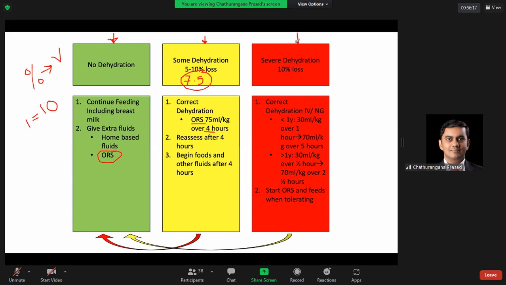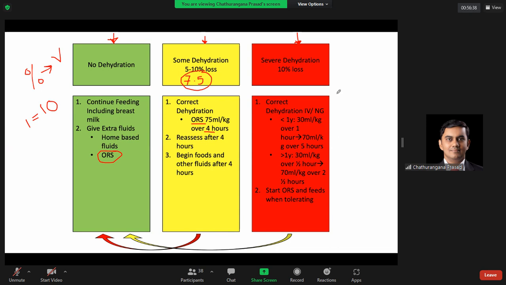Now, we are looking at the red part, that is severe dehydration. As I said before, this is an emergency. So here you have 10% loss. If you convert the percentage to the volume, it comes to 100 ml per kg. But 100 ml per kg is a very big volume, right? You can't give it quickly because the child might go into fluid overload.